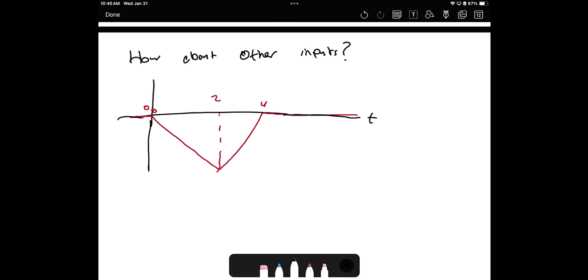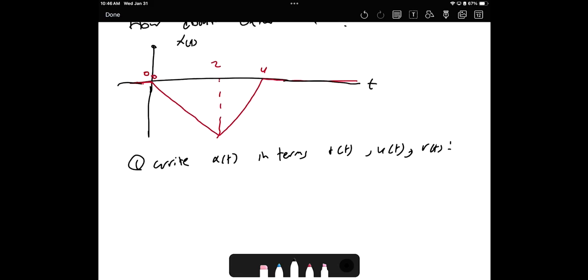So the first step, write this as x of t, in terms of these three inputs: delta of t, u of t, r of t. In this situation, this equation will look like x of t equals negative 2 r of t plus 4 r of t minus 2 minus 2 r of t minus 4. After making the multiplications, you can do it at home, it will be like this.